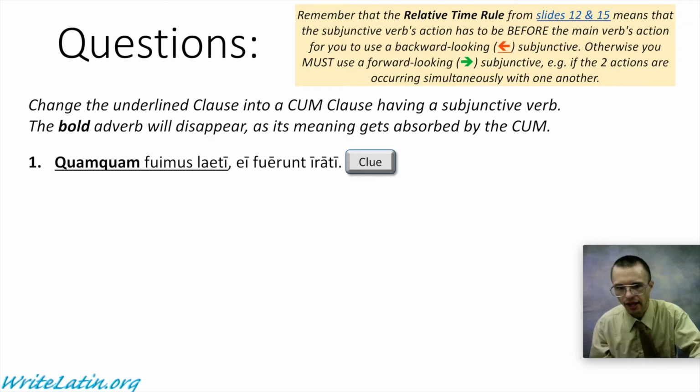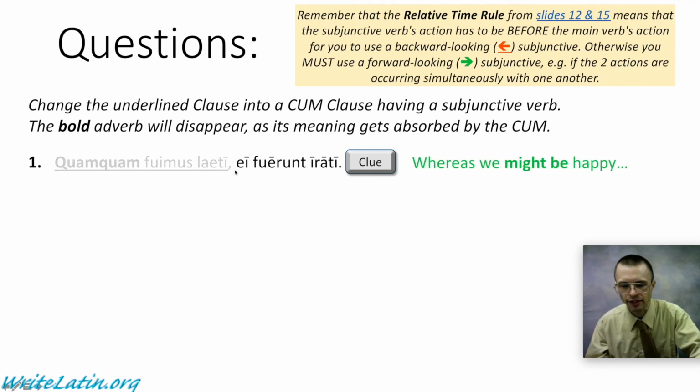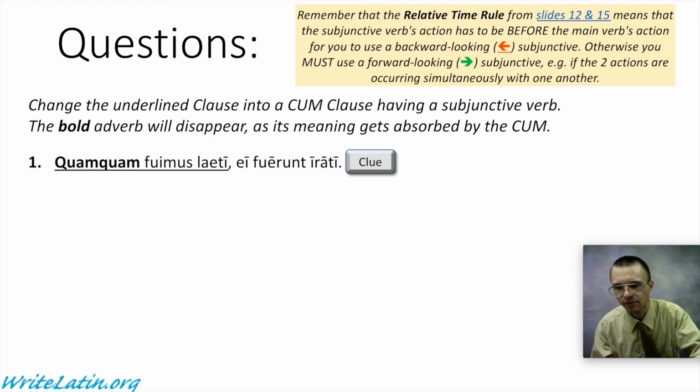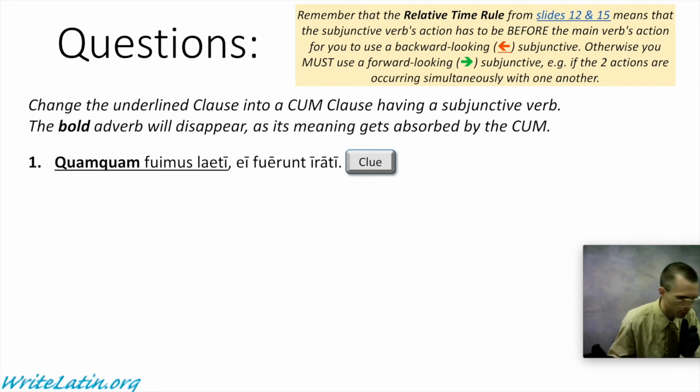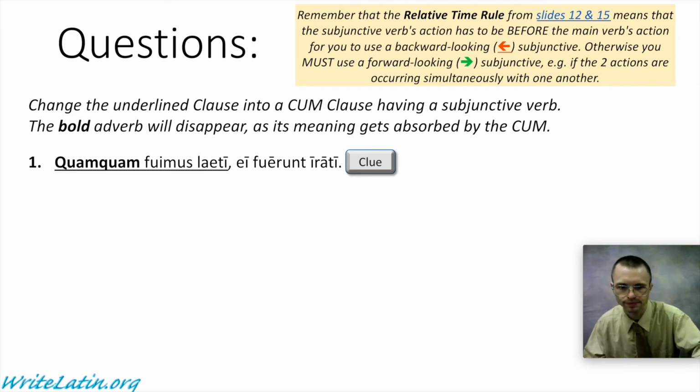And if you're having trouble translating, you can use the clue and read it like this. Cum fuerent irati, whereas we might be happy. That'll work too. And the "might be" here is a dead giveaway. But hopefully you don't need to use these clues. It's better for you to get the practice of deciding where is the main verb on the timeline, and then is my subjunctive going to be forward or backward looking relative to that.